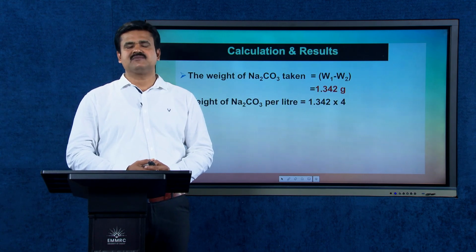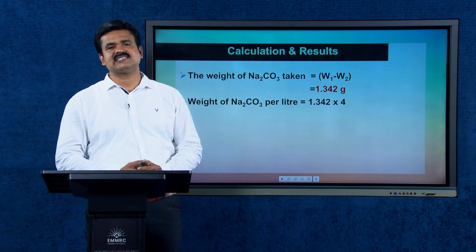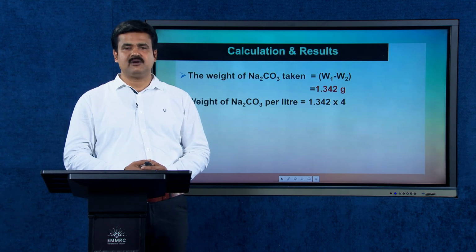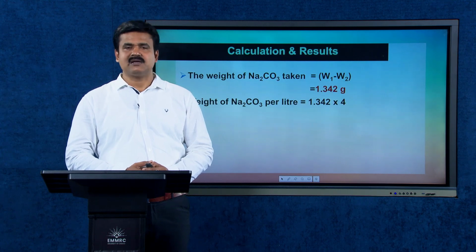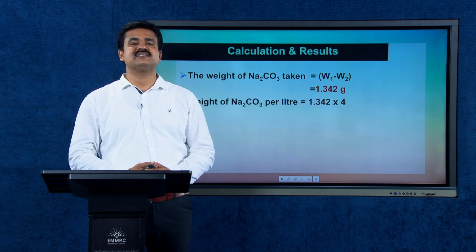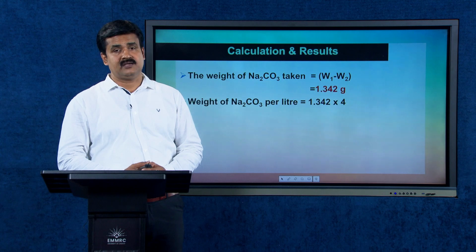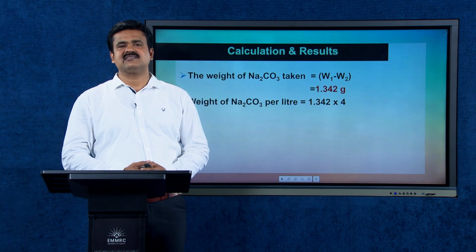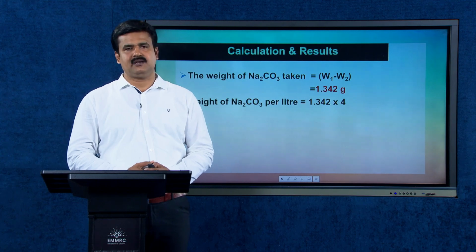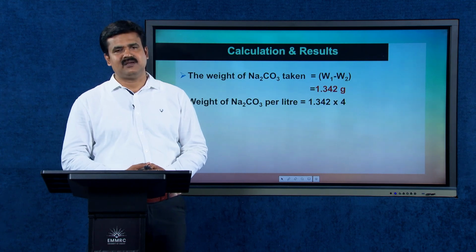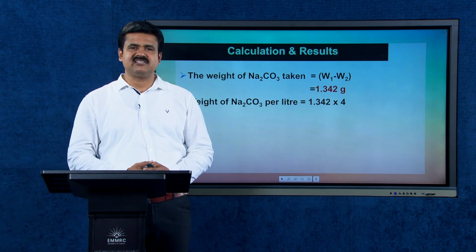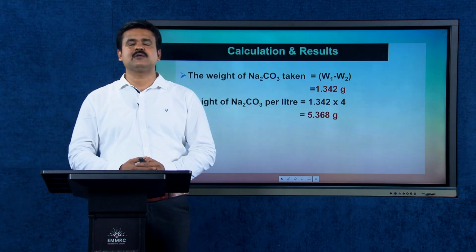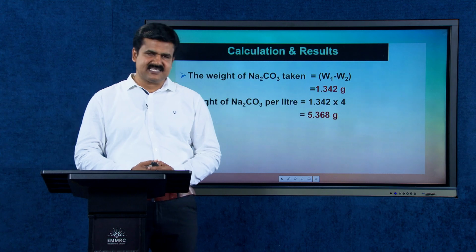So, weight of sodium carbonate per liter is equal to 1.342 multiplied by 4. Then you may have a doubt, why multiply by 4? Remember, the weight 1.342 gram is transferred into a 250 ml standard flask. So, 1.342 gram is the weight per 250 ml. 1 liter is 1000 ml. So, to get the weight per liter, you have to multiply by 4. So, weight of sodium carbonate per liter of the solution will be equal to 5.368 gram.